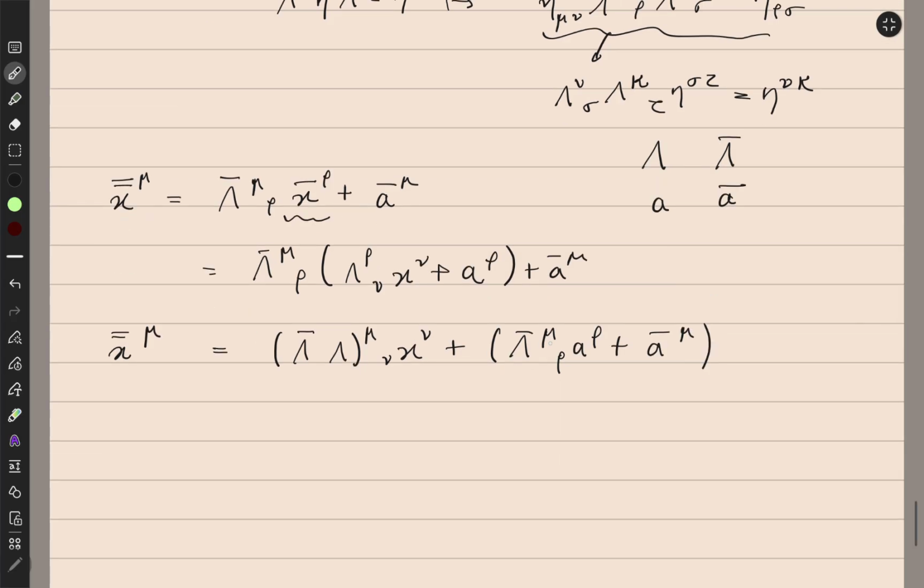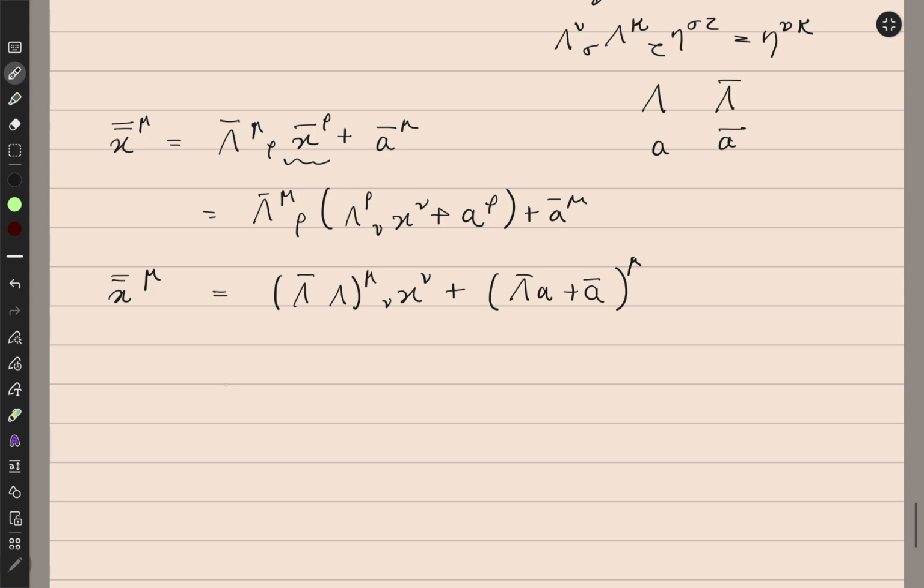Or you can also write this thing as lambda a to the... or you can write the whole thing together as well if you want, like that. The point is that if you did a transformation lambda followed by lambda bar, then your total transformation looks as though you have transformed with the matrix lambda bar, and your space-time translation vector is not simply a plus a bar, it's actually lambda bar a plus a bar.